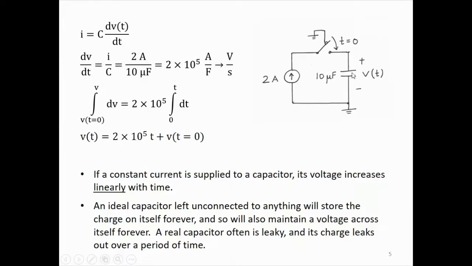So the dielectric between the two plates may be leaking slightly, in which case the charge will leak slowly away from the positive to the negative, and it will over a period of time disappear. But that is a real capacitor. An ideal capacitor does not leak charge, and it will store the charge forever.